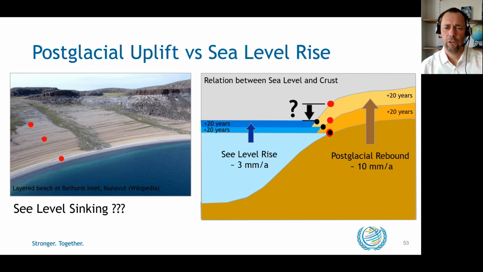Look at the explanation in the figure on the right. Assuming postglacial uplift at the coast with a rate of 10 millimeters per year and considering the sea level rise with a rate of just 3 millimeters per year, one would, without a stable reference frame, probably make a wrong conclusion. This example should demonstrate how important it is to account for all the different dynamic processes that happen simultaneously.